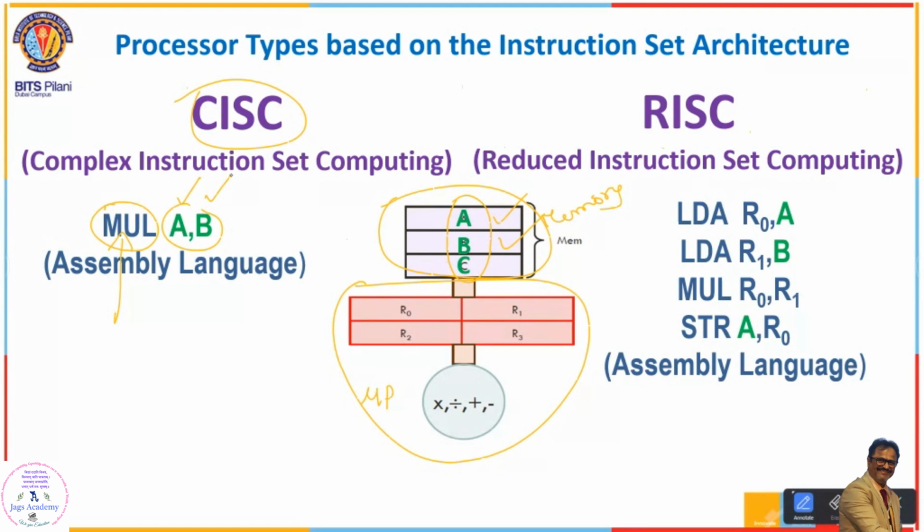Now, let us go to the other part, which is called reduced instruction set computing, RISC. Here, if you want to do this operation, multiplication of A and B, it is not possible with one instruction. You have to do 4 instructions instead. So you write one instruction to get the data from memory and put it in one register, get the other data from memory and put it in another register, then multiply within the registers, and then store it back.